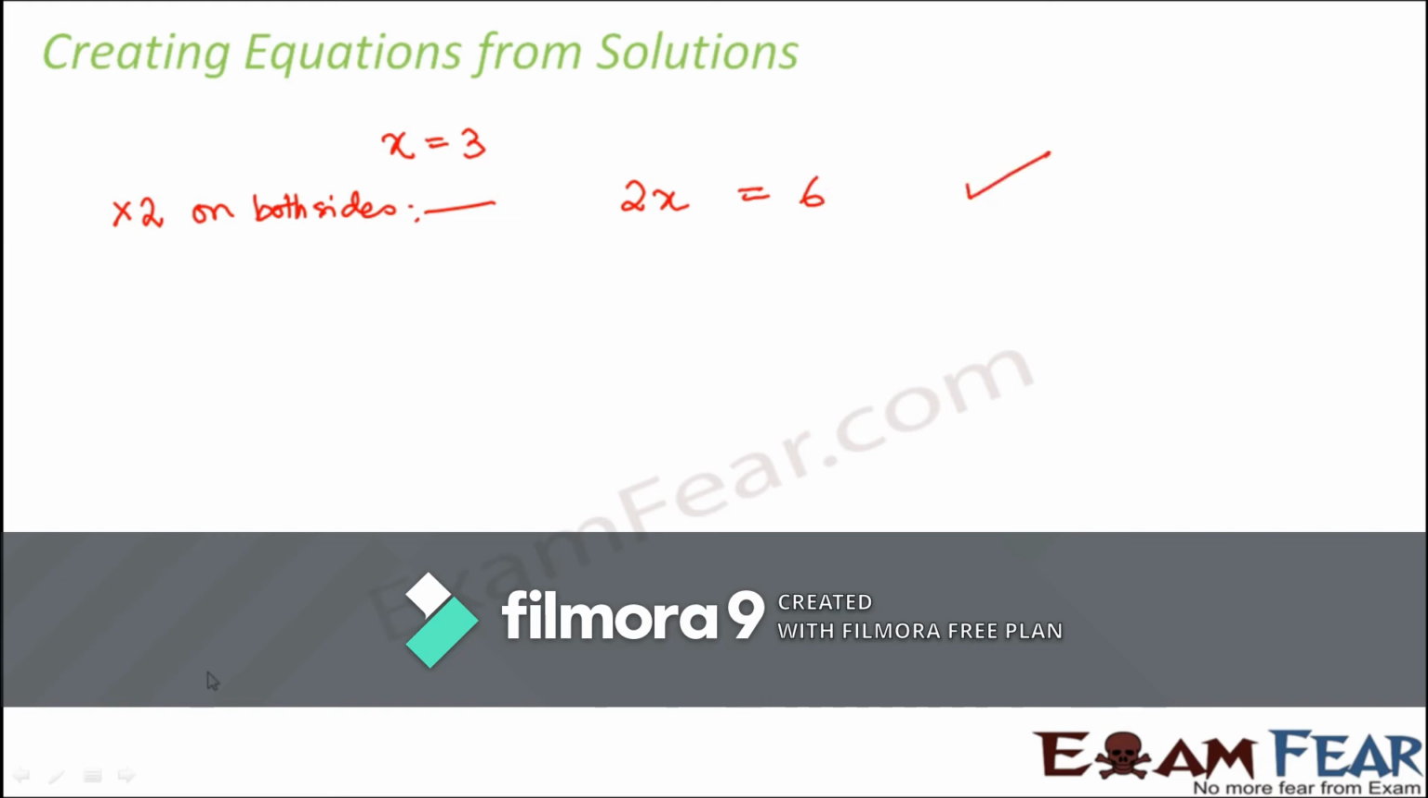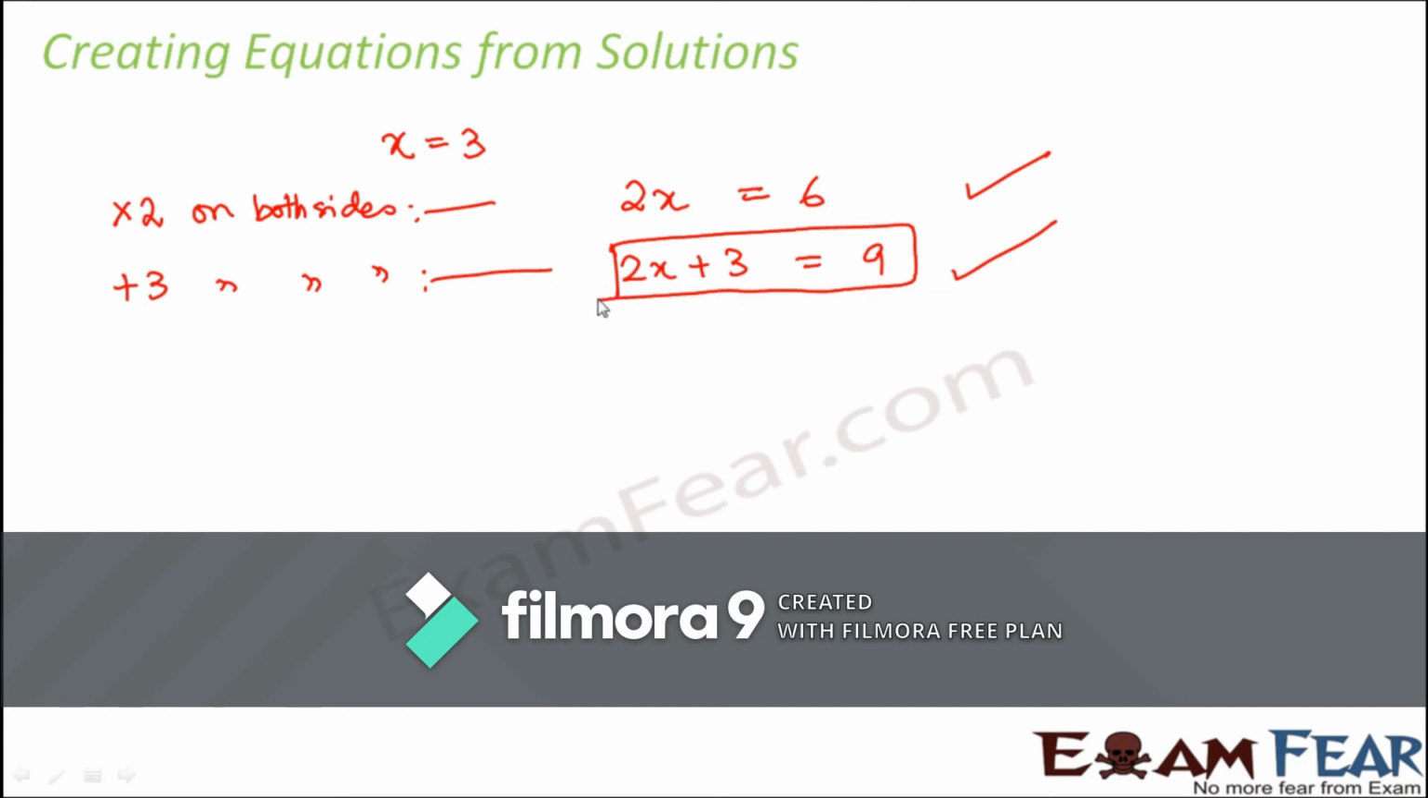This is an equation. So we have arrived at an equation from a solution. Now let us say we add 3 on both sides. So once you add 3 on both sides, what happens? Left hand side becomes 2x plus 3, right hand side becomes 9. What is this? This is again an equation. Right? So 2x plus 3 is equal to 9 is also an equation.